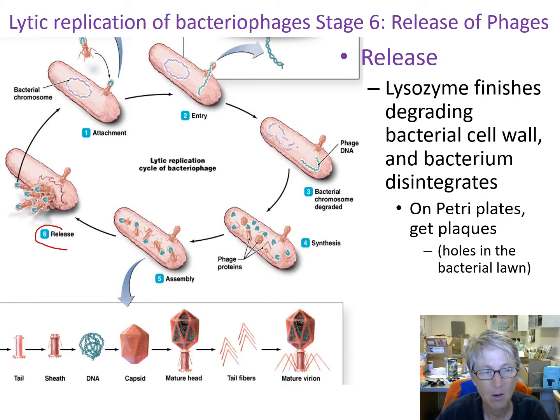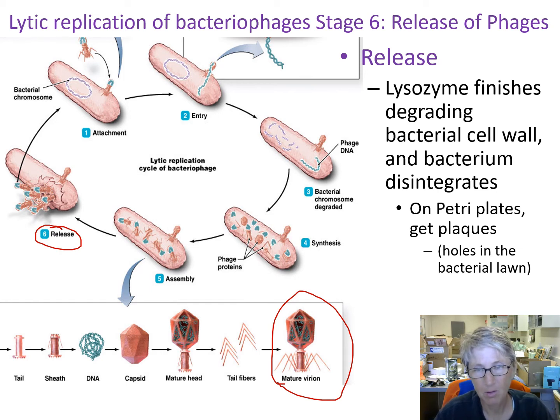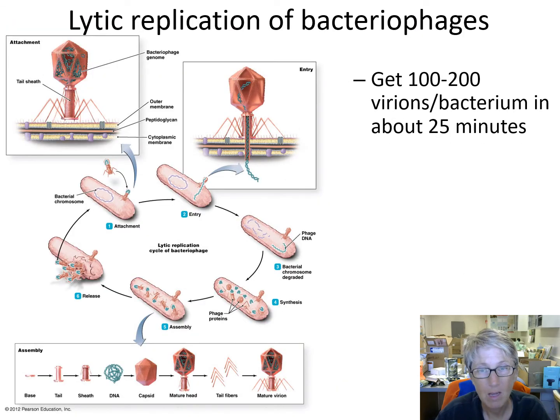So we're right here. So once the virus has assembled all its parts to make mature virions, well, actually they'd be viruses at this point because they're not outside the host cell. Then the lysozyme that came in with the virus will degrade the bacterial cell wall here. The bacteria disintegrate, and the viruses are released.